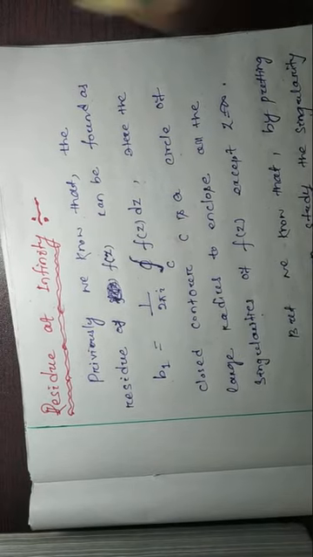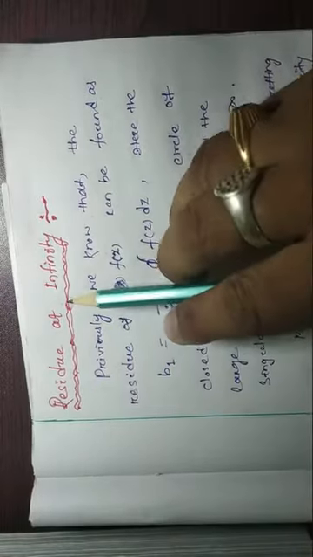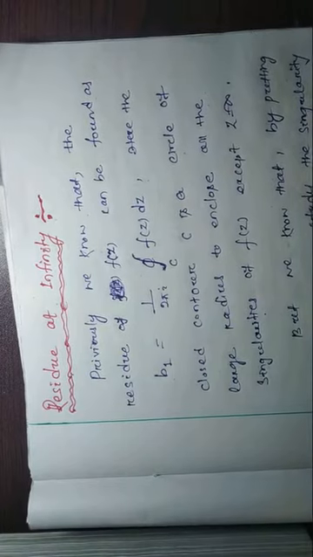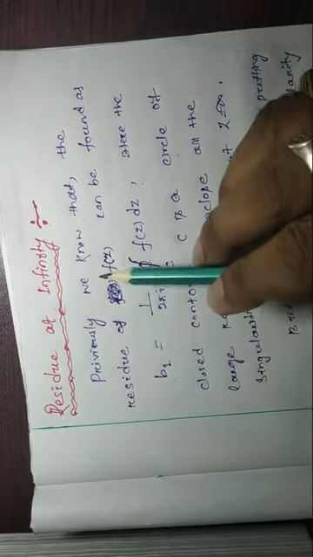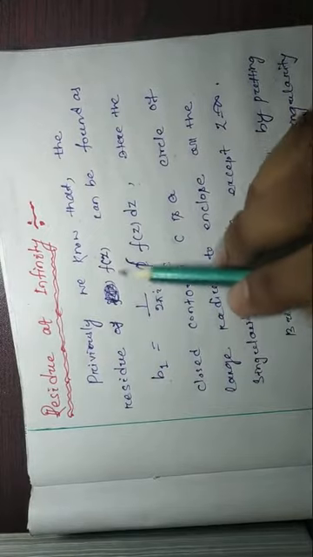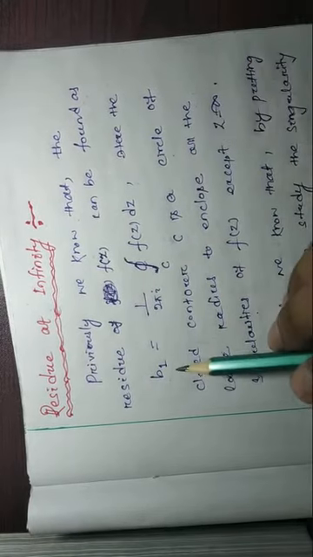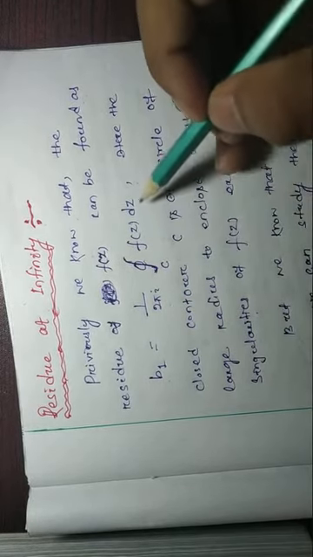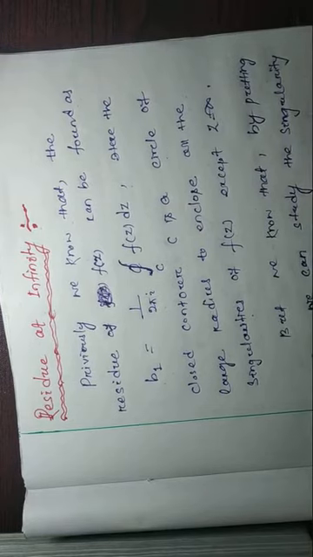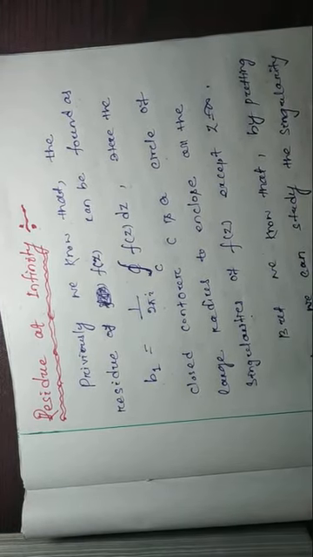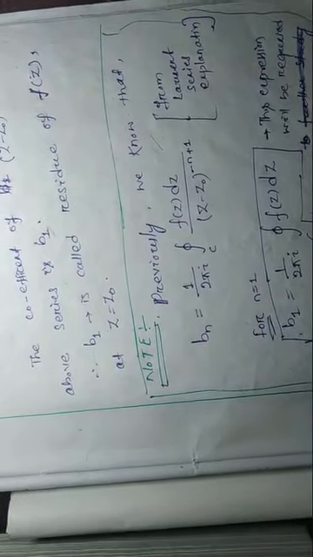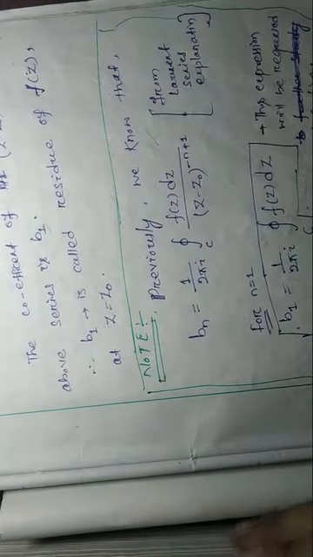Today we are going to discuss residue at infinite. For that, previously we know that the residue of f(z) can be found as b1 equal to 1 by 2 pi i closed integration of f(z) dz. This is written at the initial class of residue. When I started the residue class, I wrote it in a note and told you that it will be required in our next section.